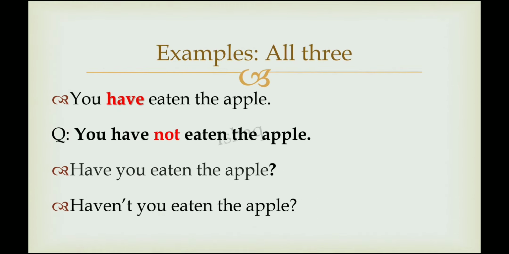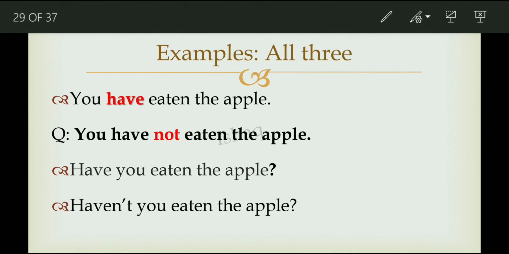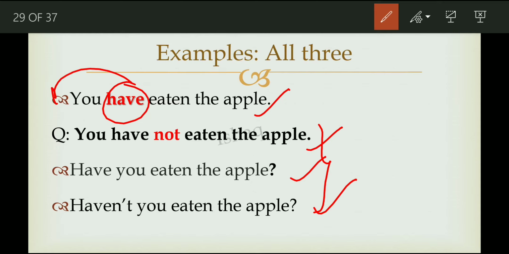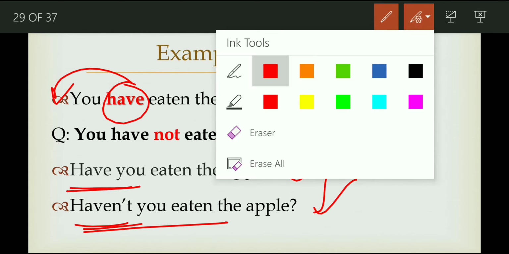Then we'll see some examples. Saying that you have eaten the apple, we'll try to write all three: a negation, a question form, and a negative question. You have eaten the apple, and for that the negative is you have not eaten the apple, and the question form is simply that "have" placed in front of the subject: have you eaten the apple? And writing the negative question: haven't you eaten the apple? Hope it is very clear. If it is not, again I'll repeat it.